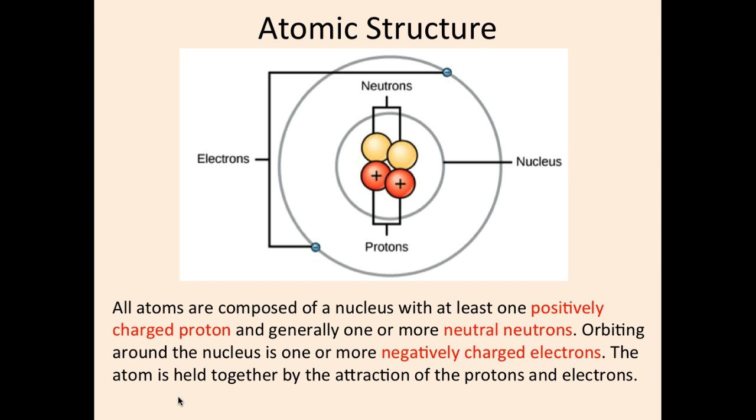Atoms themselves are comprised of a nucleus on the interior, which has at least one positively charged proton and generally one or more neutral neutrons. They have no electrical charge. And orbiting around in one or more orbitals or shells are negatively charged electrons. The atom is held together by the attraction of the positively charged protons and the negatively charged electrons.